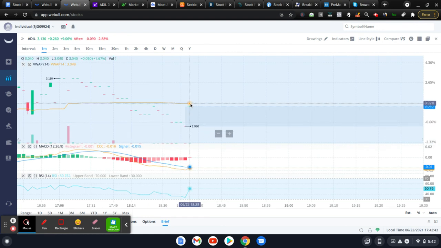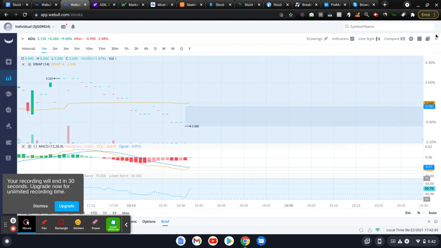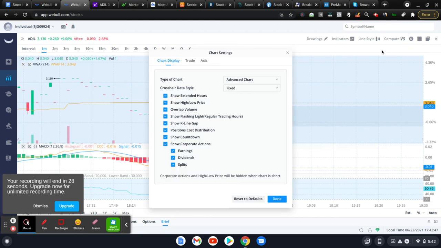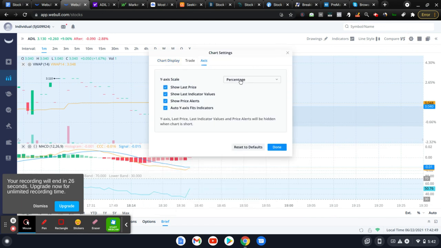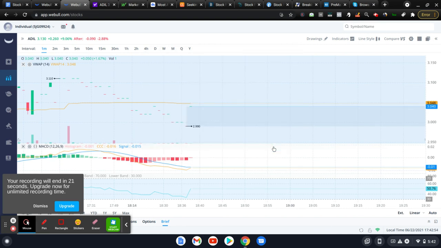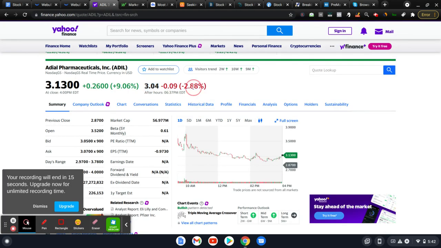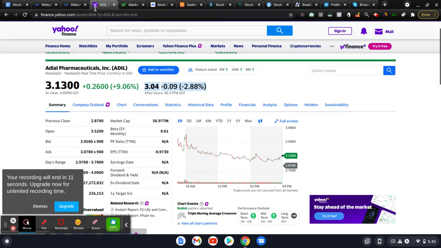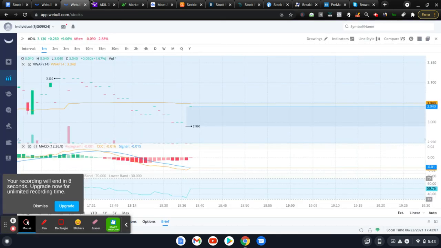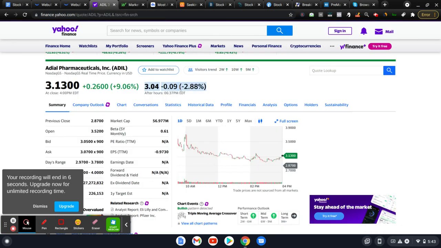So this is where it's at the moment, as you can see, and you'll see that the y-axis percentage is on. You want to change that back to linear. You always want to use Yahoo, because this will tell you how much it is at actively right now. That's the main thing that you need to understand. So when you set your prices, you're looking at this number and you estimate what you will buy at. It will make sense later.